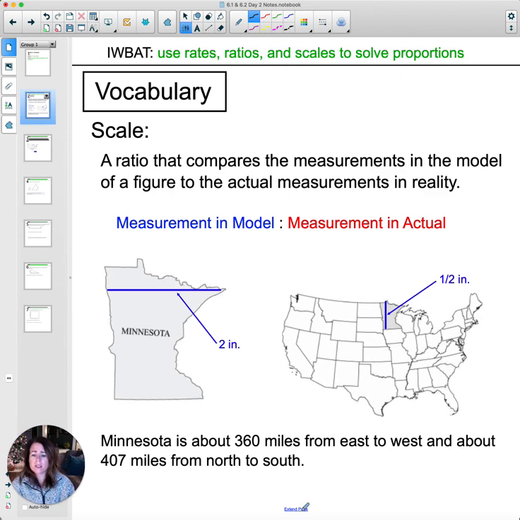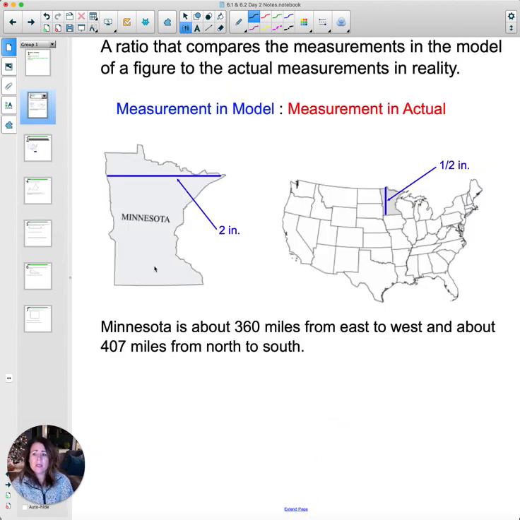So if we were going to take a look here at these two maps, down here I've given you what the actual measurement for Minnesota is. Minnesota is about 360 miles from east to west. So the actual measurement of Minnesota here across is 360 miles. And then about 407 miles north to south. So the actual measurement north to south, or up and down, is 407 miles.